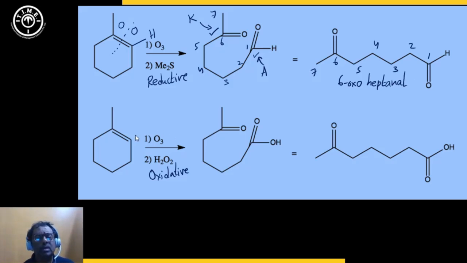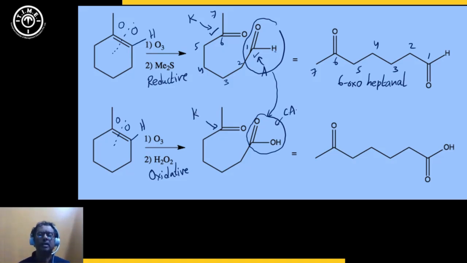Now the same compound, same starting material, you're going to do an oxidation of that. So this is double bond O, this is double bond O, no doubt. This was an aldehyde we said. This aldehyde is going to turn into an acid. Here, on oxidative ozonolysis, whatever was aldehyde will turn into a carboxylic acid. Whatever was ketone will remain as a ketone. I hope this is clear.